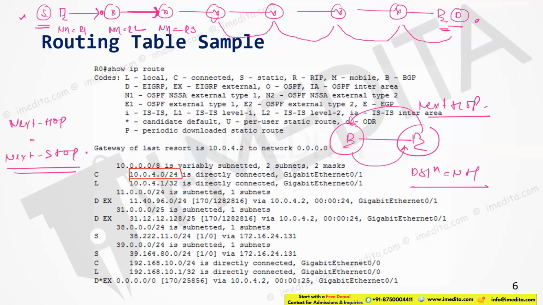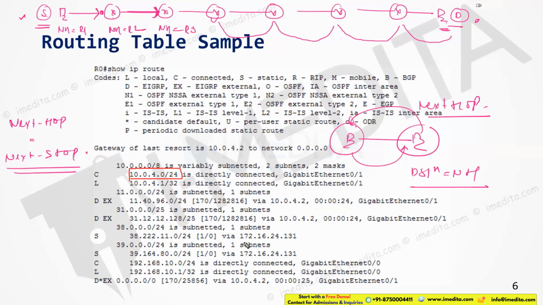So next hop basically means the next stop. If I want to go to that destination, what is my next stop? Am I directly connected? In that case, the destination is the next hop. But if you are not directly connected, then the next router is the next hop, and so on and on until you reach that destination.